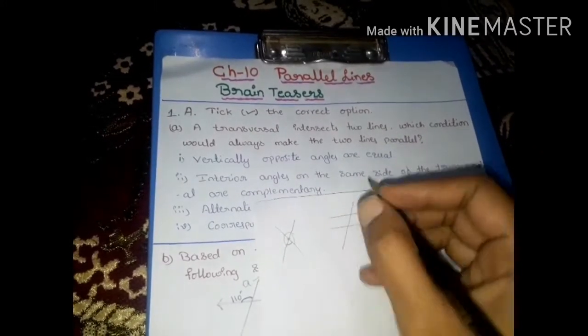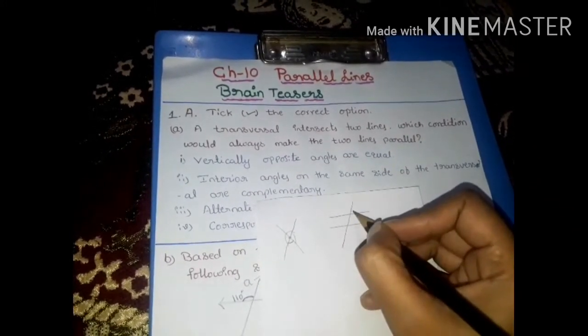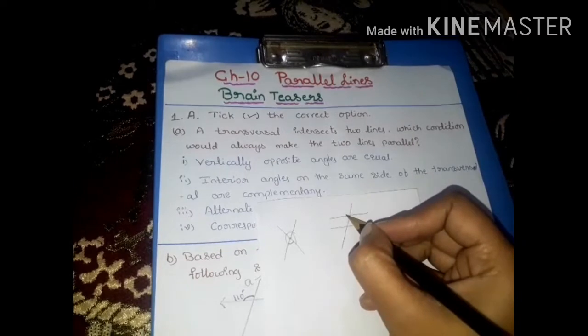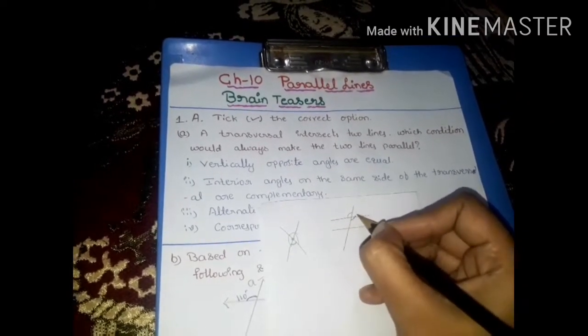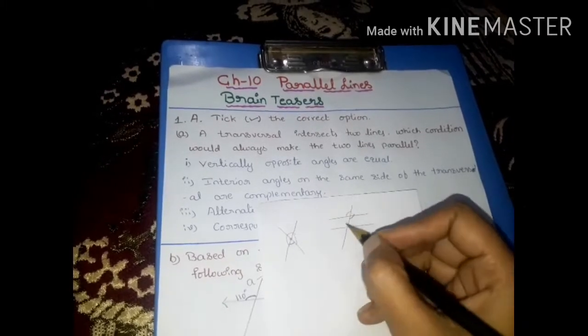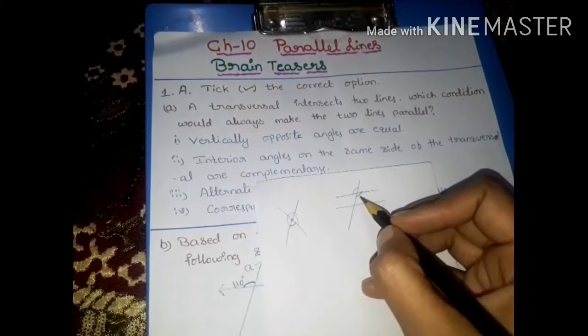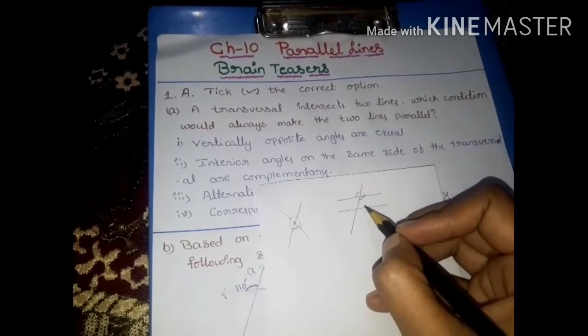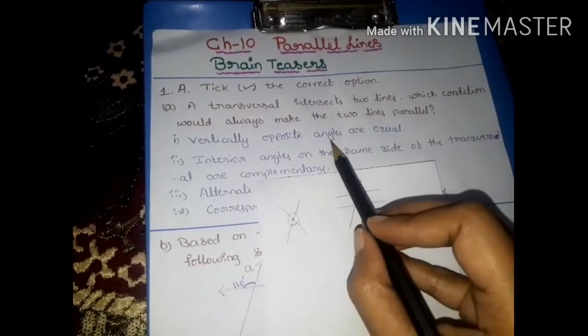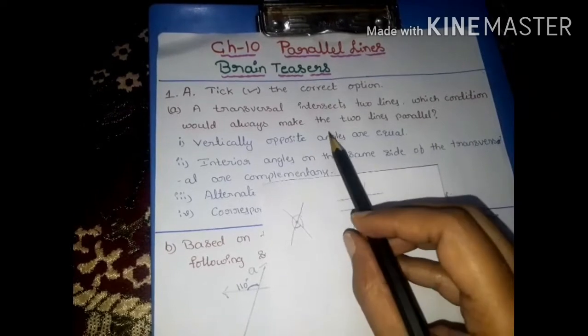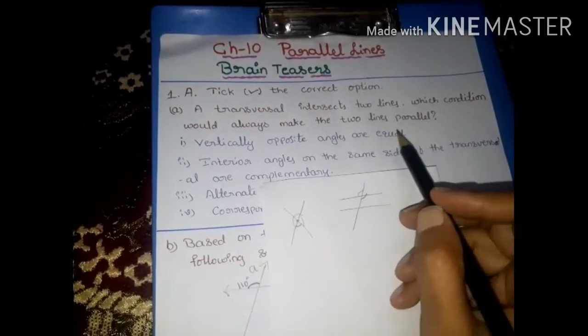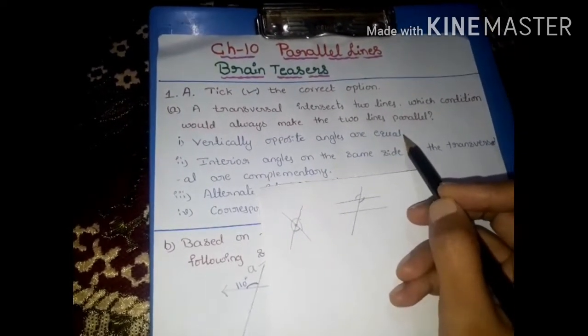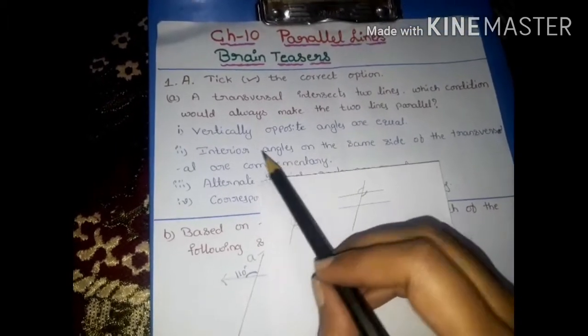Here in this figure, these two angles we can say are vertically opposite angles, or these two angles also make vertically opposite angles. Vertically opposite angles are not equal in a given two parallel lines. So this condition will not satisfy to make the two lines parallel. So this is not a correct option. Let us move to the second option.